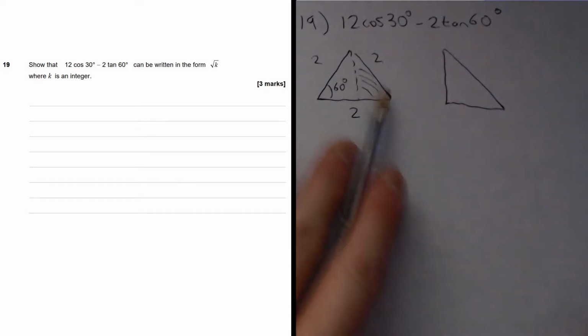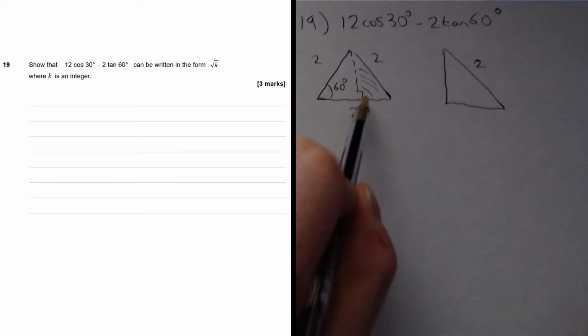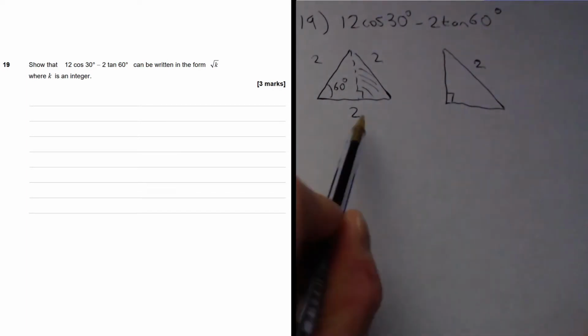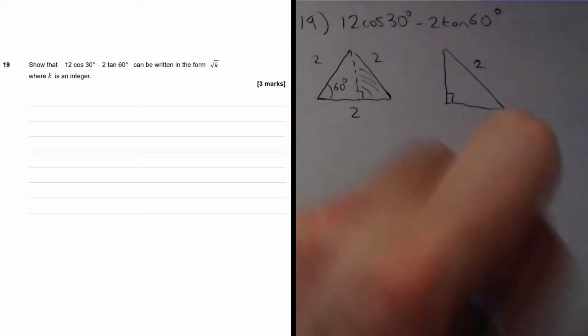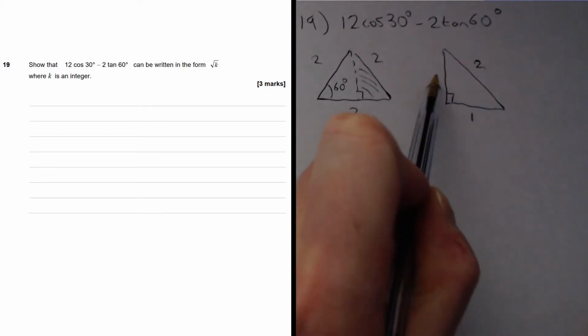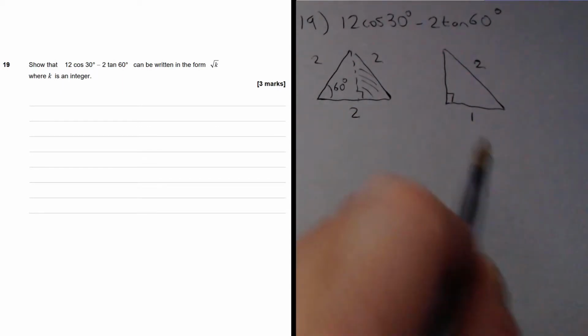Well, the hypotenuse of this right angle triangle is 2. Notice that this is a right angle here. What's this side going to be? Well, it was 2, we've cut it in half, so it's 1. And what about this side here? How can I find that? Well, this is a right angle triangle, so I can find that by using Pythagoras.